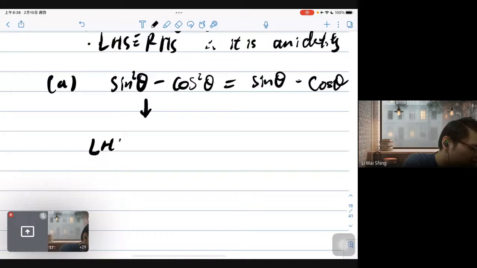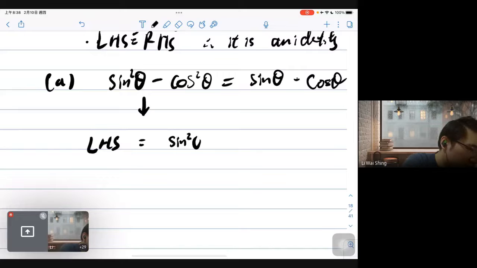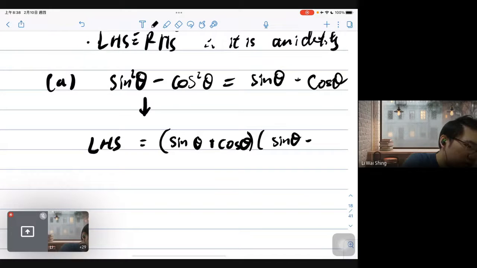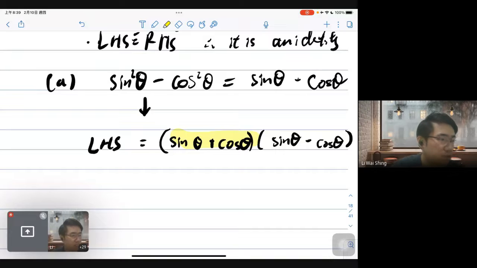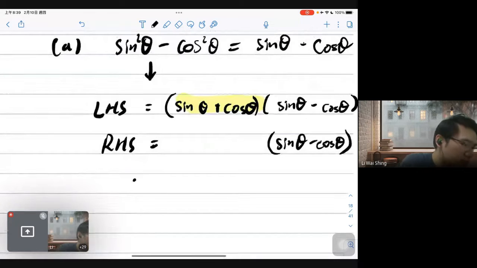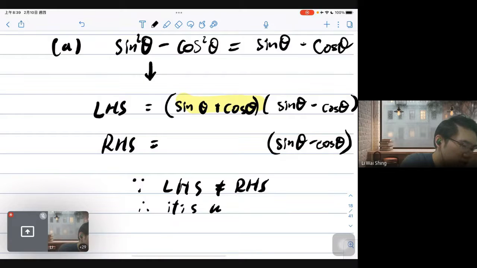Because for left-hand side, you change it into sine square theta times sine theta plus cosine theta times sine theta minus cosine theta. So this part, you don't have any identities to simplify it. And for right-hand side, it's just sine theta minus cosine theta. That's why, for this question, the answer is left-hand side not equal to right-hand side. So it is not an identity.